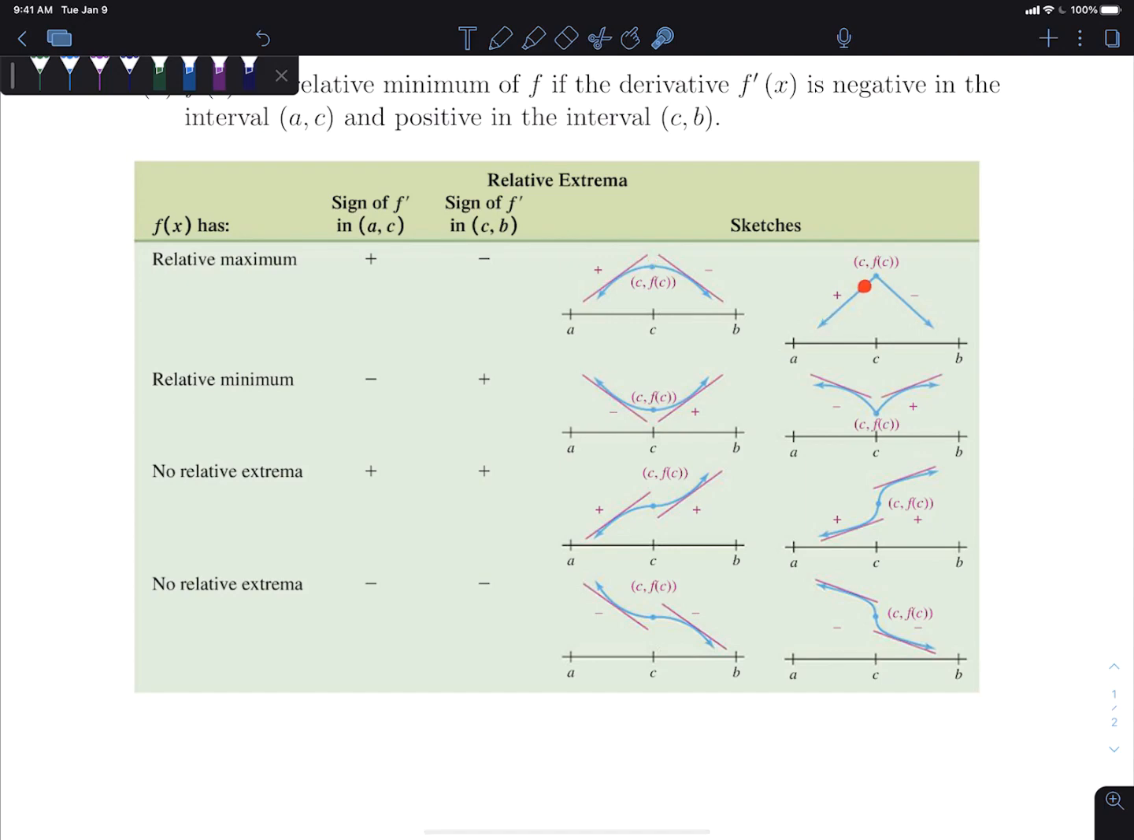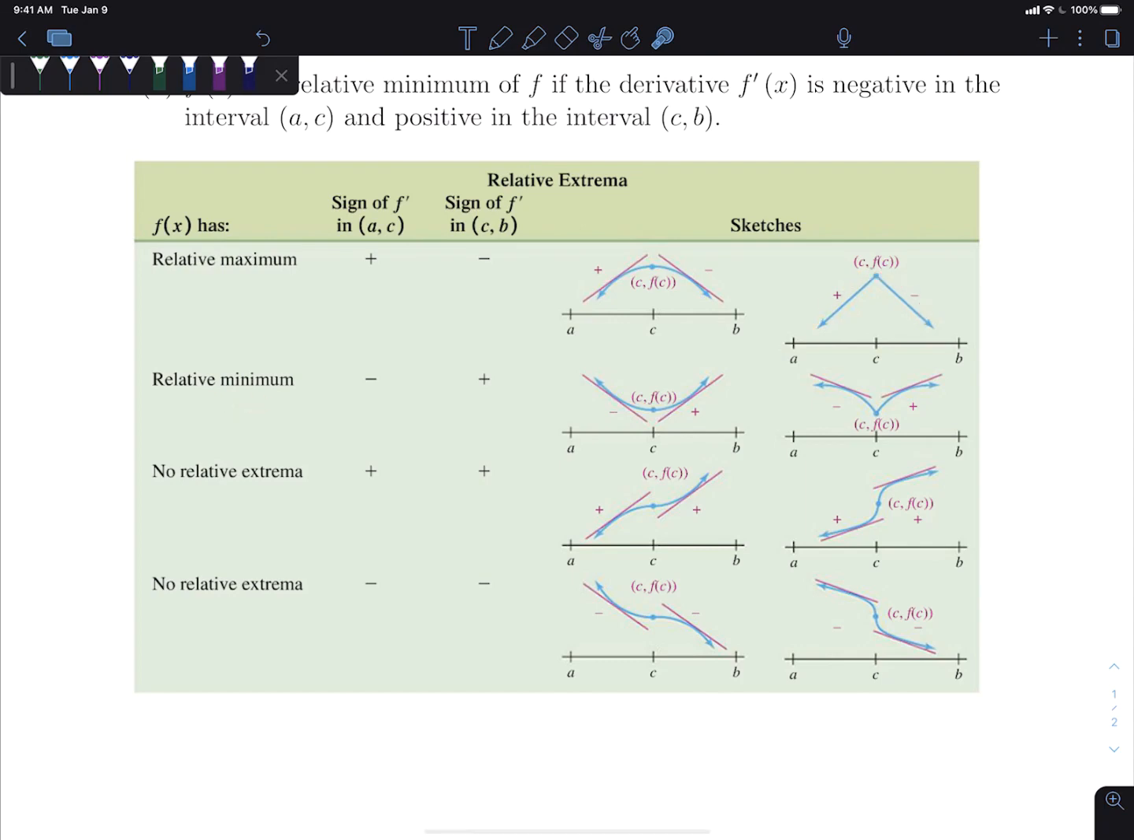The same thing is happening here. It's just that at c, the derivative doesn't exist. That's because there's a sharp edge. But it's still positive to the left and negative to the right. In other words, it flips sign.